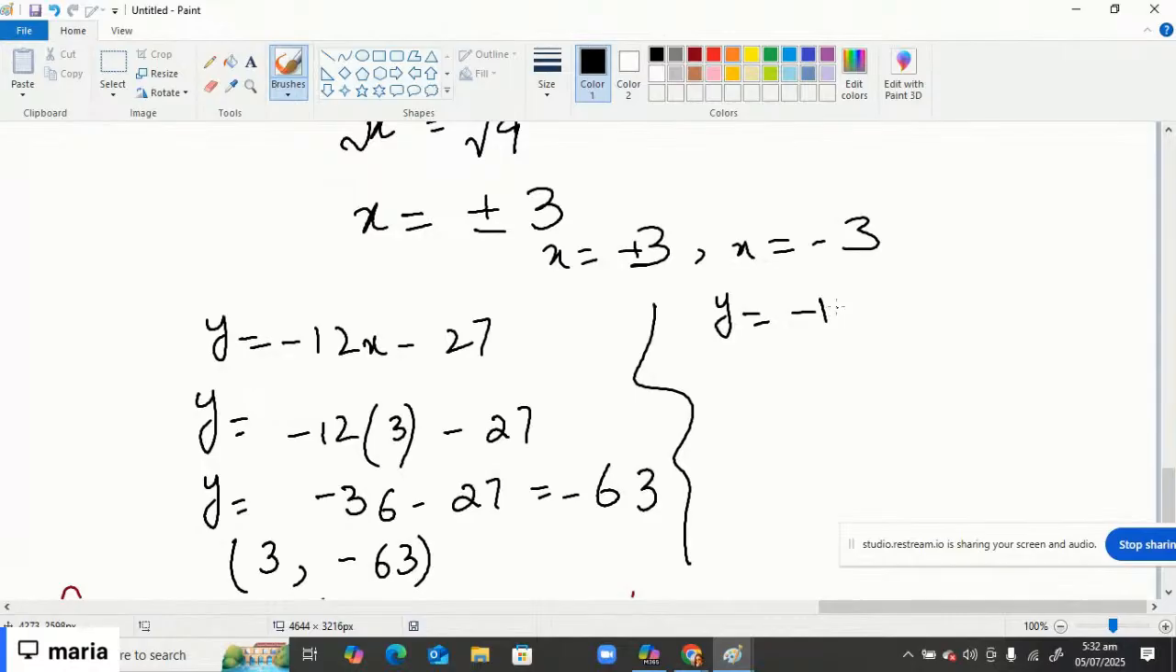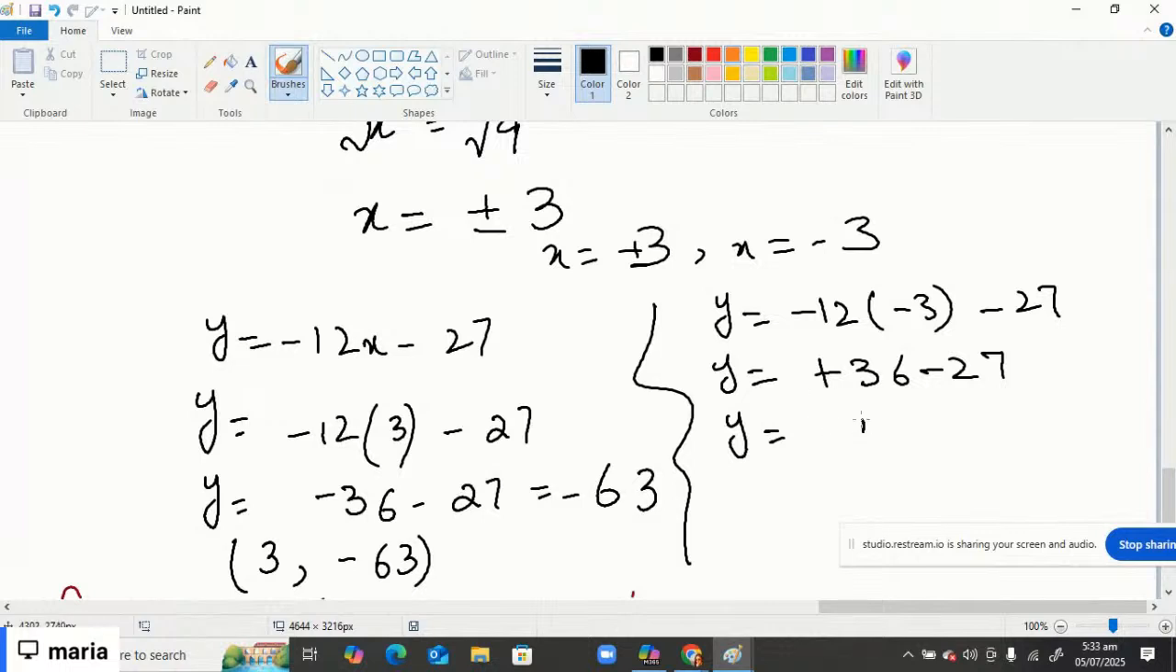Now y is equals to minus 12 into minus 3 minus 27. Y is equals to plus 36 minus 27. So 36 minus 27 is 9. But which sign do you put? The greater number's sign. Greater number is positive sign. So when your x is negative 3, your y is 9. These are the two solution sets for that.